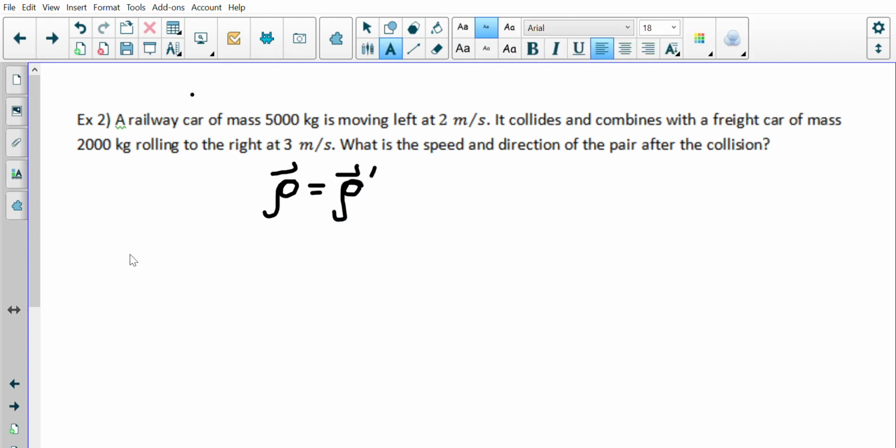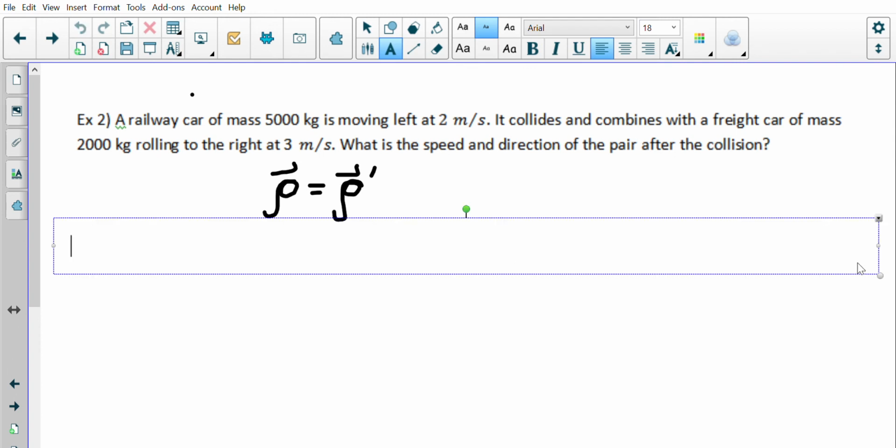Now, getting some of our values down here. Our first mass, I'm going to say, is that 5,000 kilogram car. And its V1 is 2 meters per second left, which I'm going to make negative this time when we get there. Now the second object is the freight car, so that's going to be M2, which is 2,000 kilograms, and it is moving at our V2 here, 3 meters per second right.